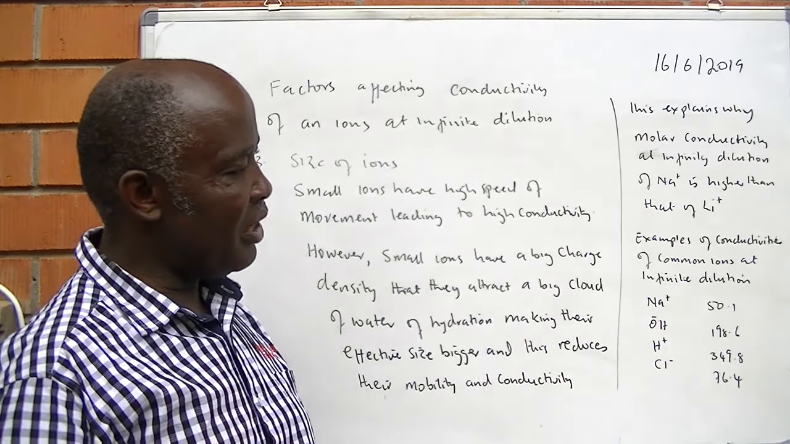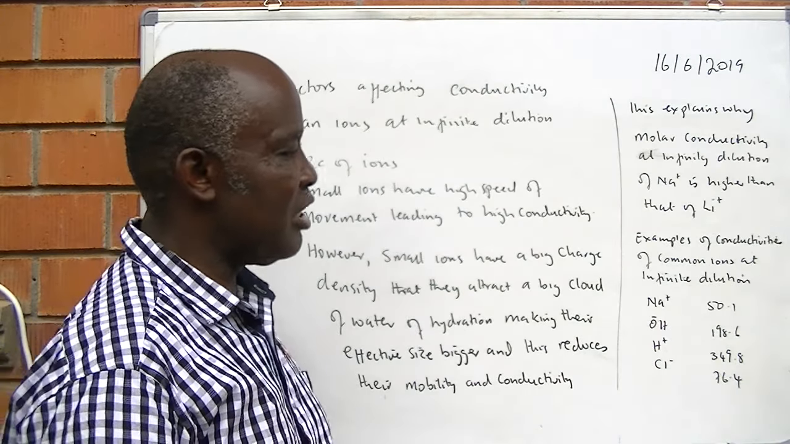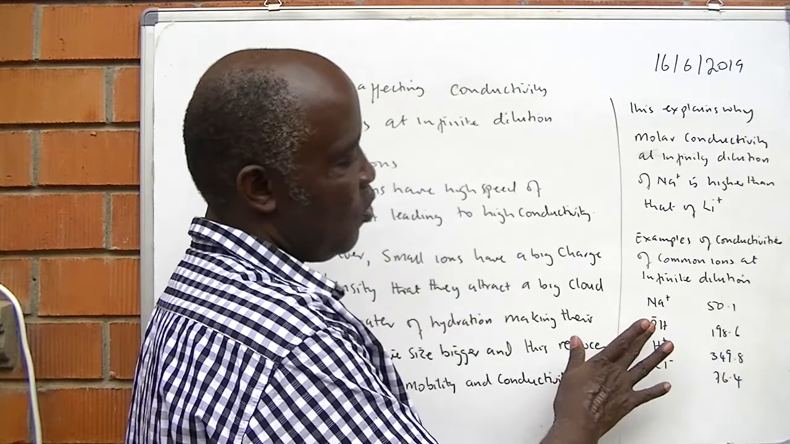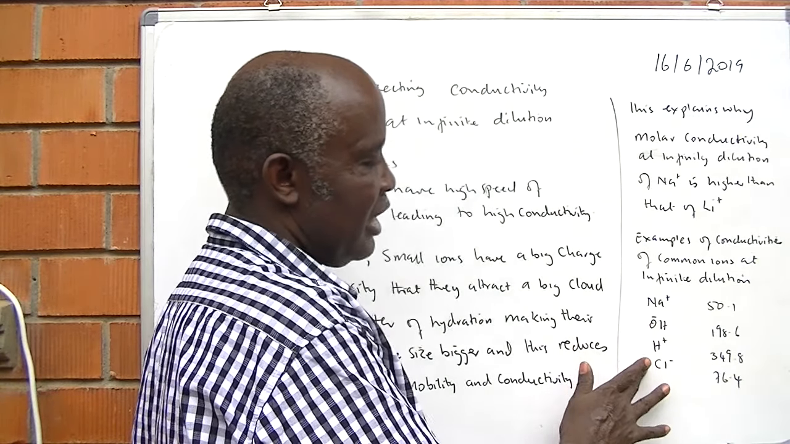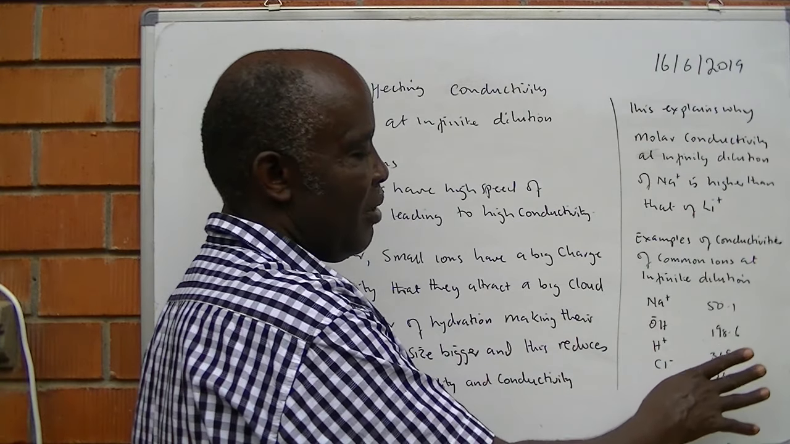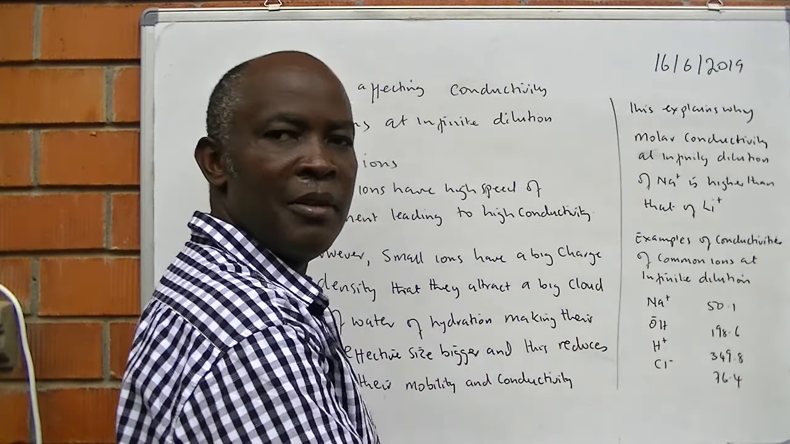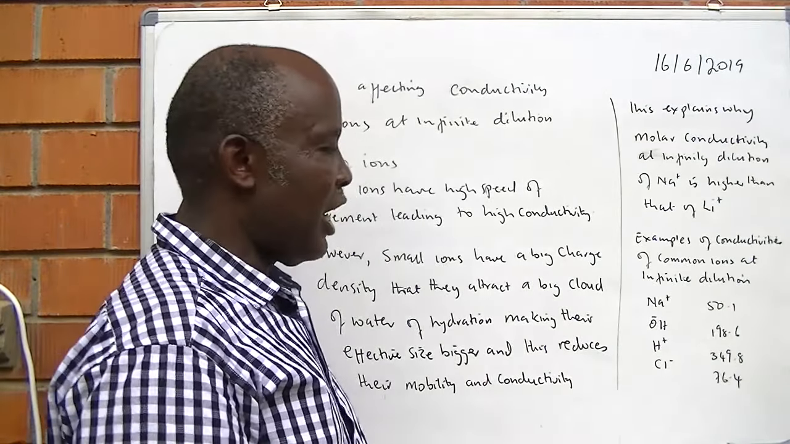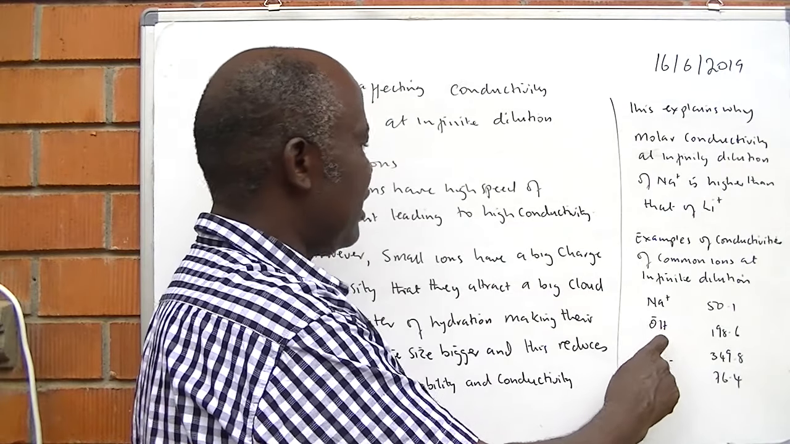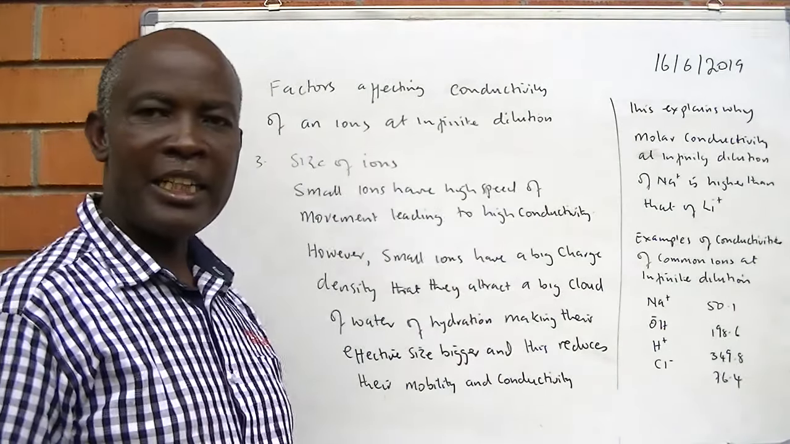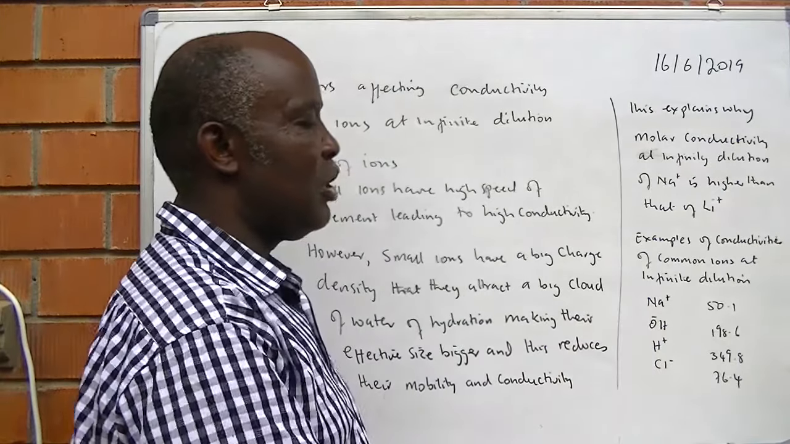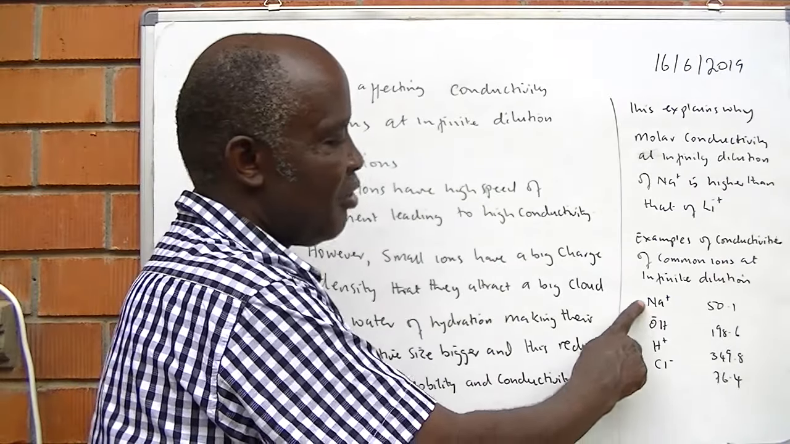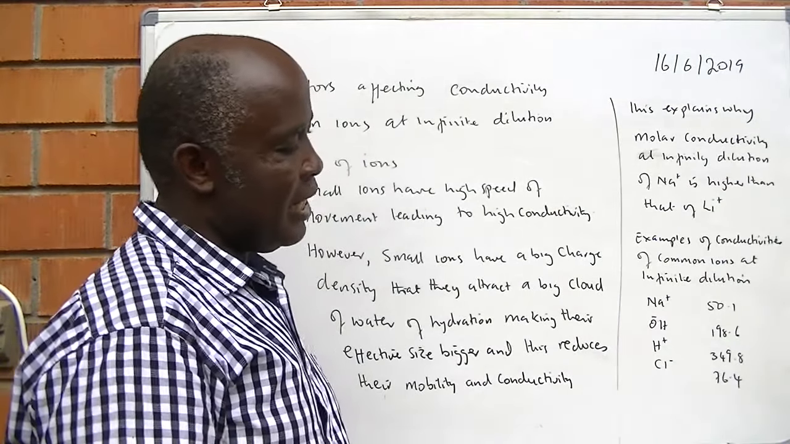Examples of conductivities at infinite dilution of common ions are given below. Sodium 50, OH 198, H+ 349.8, chloride 76.4. You don't need to cram these figures, but the hydrogen ion, which is a small ion, conducts faster than sodium ions, which are big. So the size of the ions will determine the conductivity of an ion.